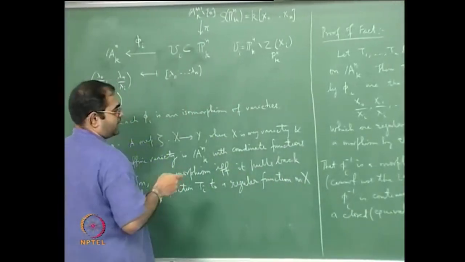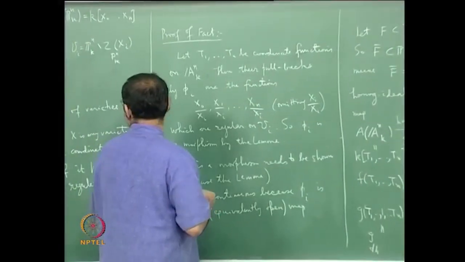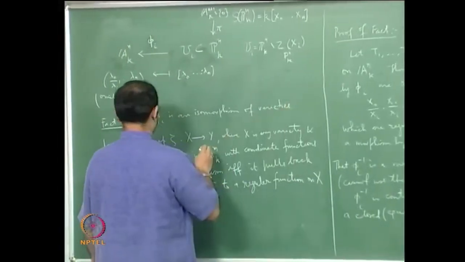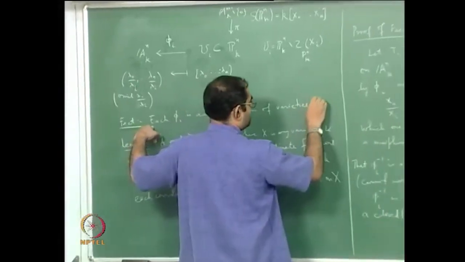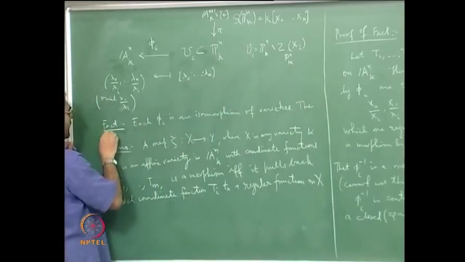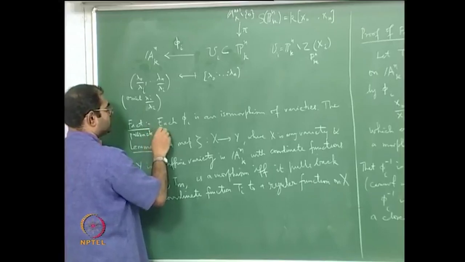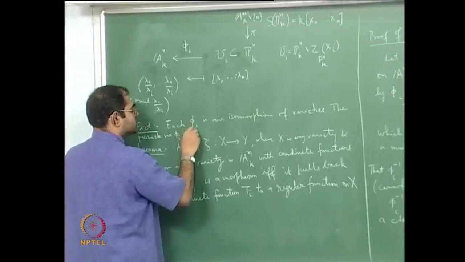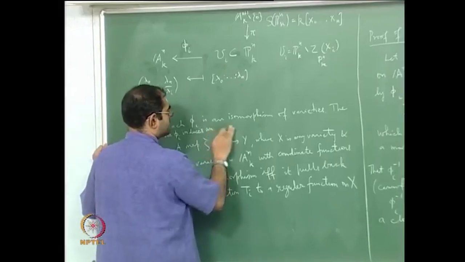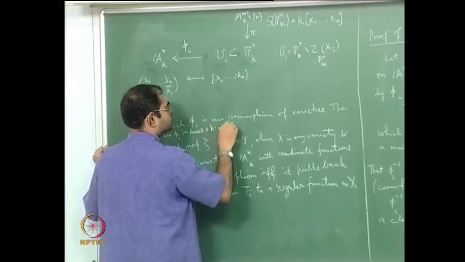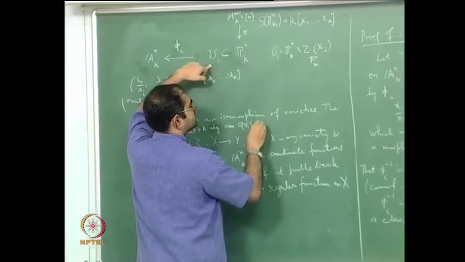let me also tell you, once this is done, let me add one line to this. The pullback via phi I induces a K algebra isomorphism from the regular functions on UI, which is the following.